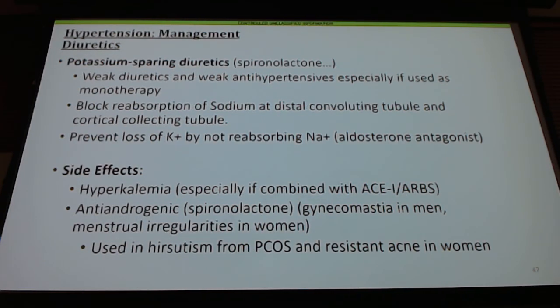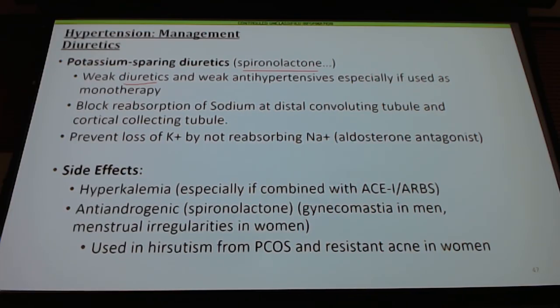Potassium sparing, so spironolactone is the primary one that we talk about with potassium sparing, but there are others in that class. They are weak diuretics, but they also, according to literature, don't really have as much of an impact on lowering the blood pressure. So this is why we don't use these as monotherapy or as a first-line agent for blood pressure management. However, there is some blood pressure lowering.